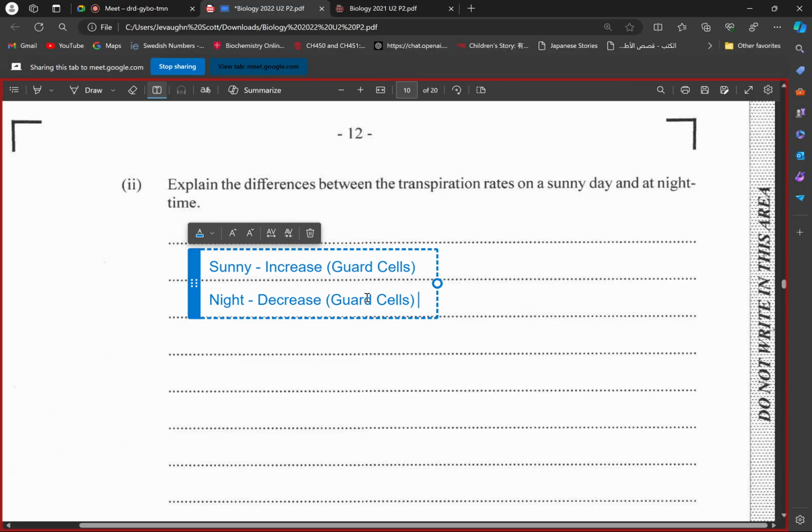All right. Temperature would also be very, very high, right? And that will increase the rate of evaporation, thus increasing the rate of transpiration. Now the guard cells will close, right, to prevent too much water from escaping, but that does not mean that the transpiration rate is low. It does that because the transpiration rate is high, right?